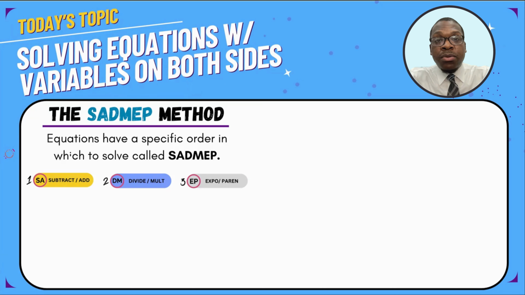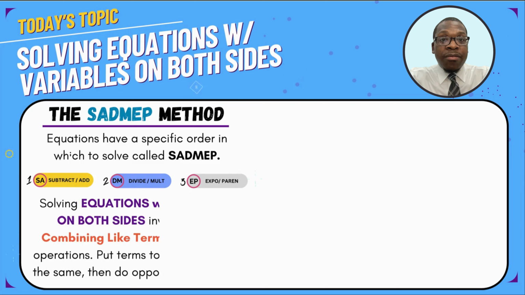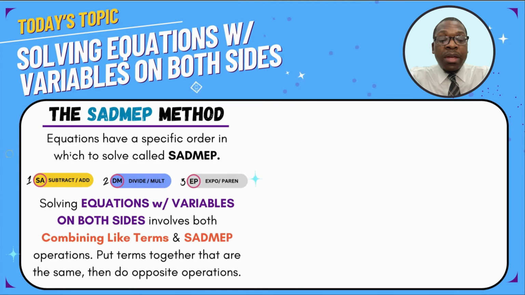When it comes to solving equations with variables on both sides, we actually have to do two things. We have to involve both combining like terms and the SADMEP operations. So basically, we have to put terms together that are the same, then do opposite operations in order to finalize our answer. Just to see this in action, let's start with an equation.